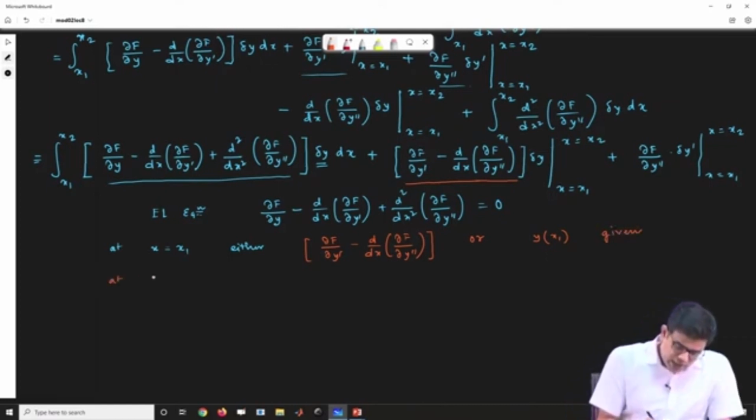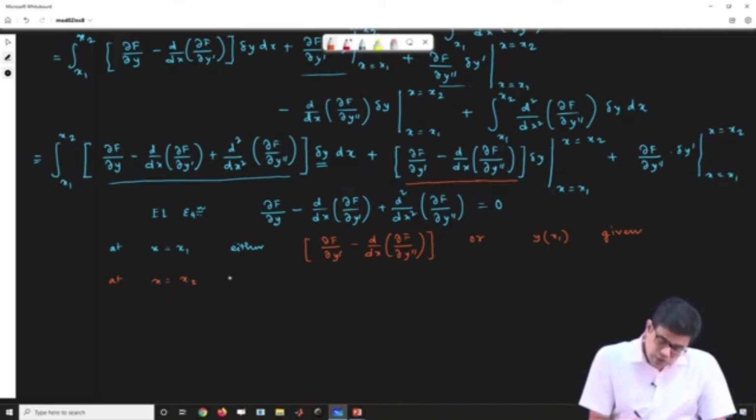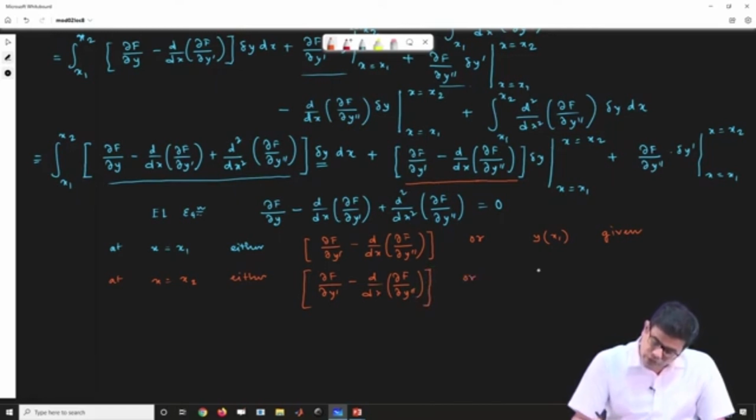Similarly, at x equals x2, either this quantity is given, ∂f/∂y' minus d/dx of ∂f/∂y'', or y at x2 should be given. So, this is for this part of the boundary condition.